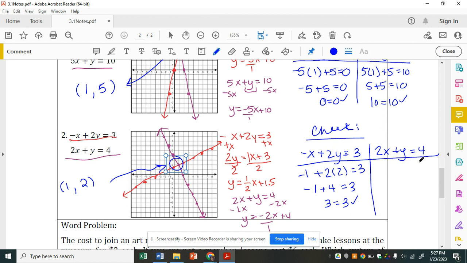Excuse me. I need to check my second one. So 2 times, I'm plugging in 1 for x, I'm plugging in 2 for y. 2 times 1 is 2. 2 plus 2 will give me 4. Right? So I know that it works in the second one.